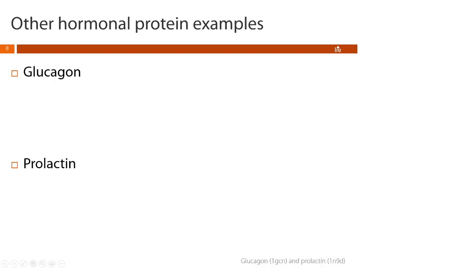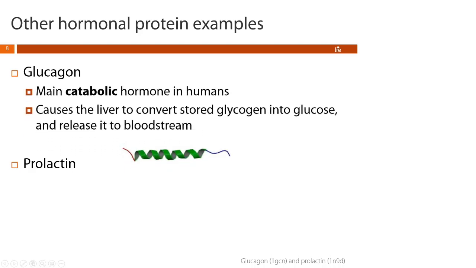So another good example of a protein hormone would be the opposite of insulin, would be glucagon. So glucagon is the main catabolic hormone in humans. So catabolic meaning breaking larger biomolecules down into smaller components, and anabolism on the other side is building up larger macromolecules from smaller components. So when our blood sugar gets too low, glucagon is going to stimulate the liver to convert the stored glycogen that it has, start cleaving off individual glucoses, and release it to the bloodstream to get that blood glucose level back up.